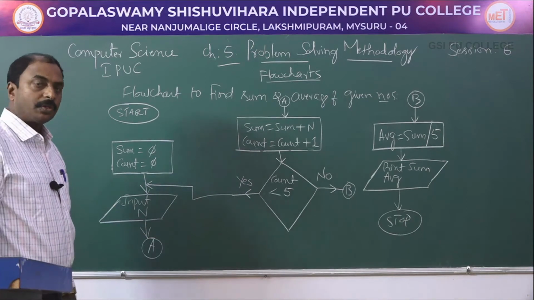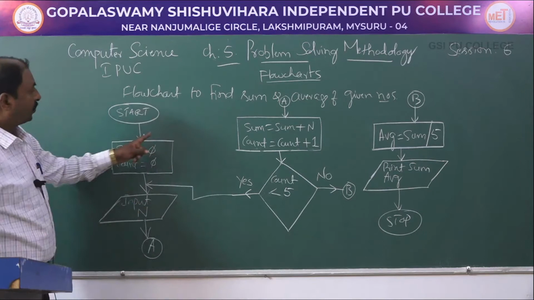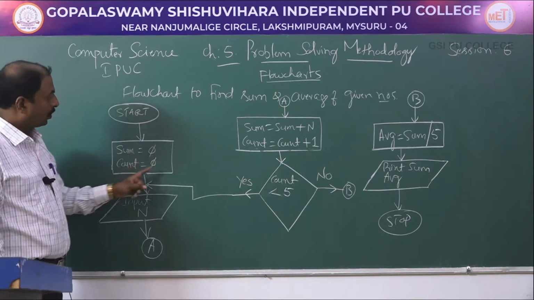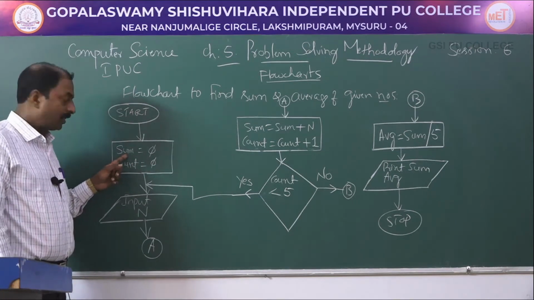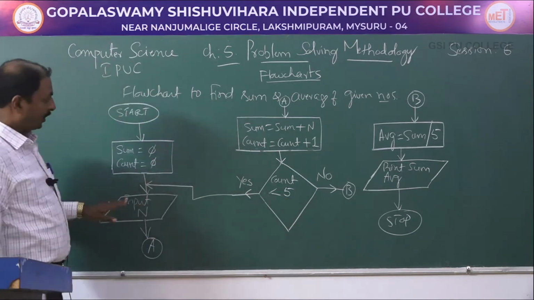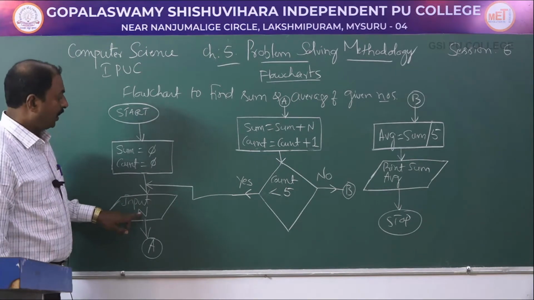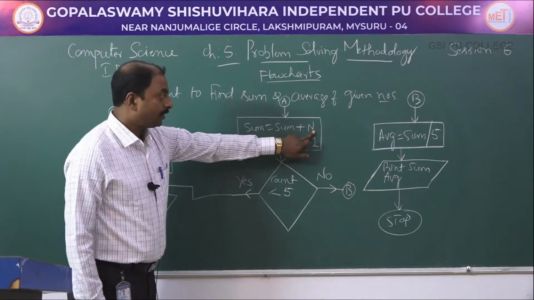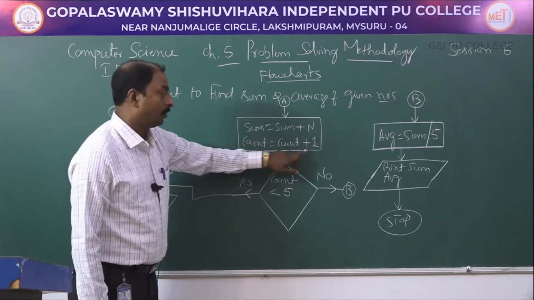Let me explain the flowchart once again. Here first start the flowchart. This is variable sum equal to 0 at the beginning, count equal to 0. I told you already, this is to store the result and this is to count for our condition. And here first input n, we have to enter one number. After this, we have to add that number to this variable, sum equal to sum plus n. We have to increment the counter here, count equal to count plus 1.